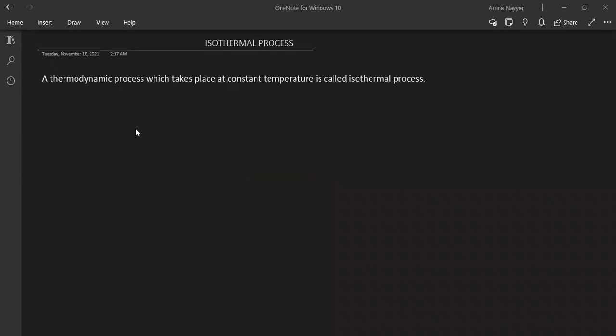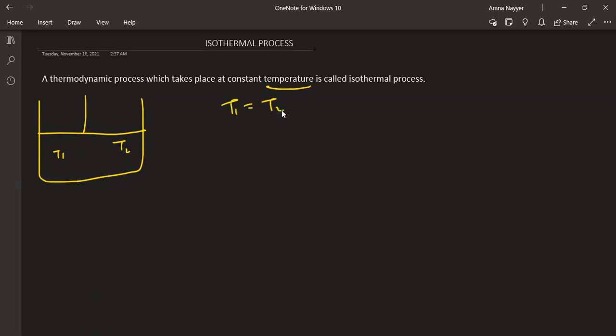See, when temperature remains constant, that thermodynamic process, we call it isothermal, right? So let's say initial temperature is there, final temperature is there. So when the initial and final temperature equal each other, we call it an isothermal process. So there won't be any change. Heat change will be 0. That means T2 minus T1 will be equal to 0.